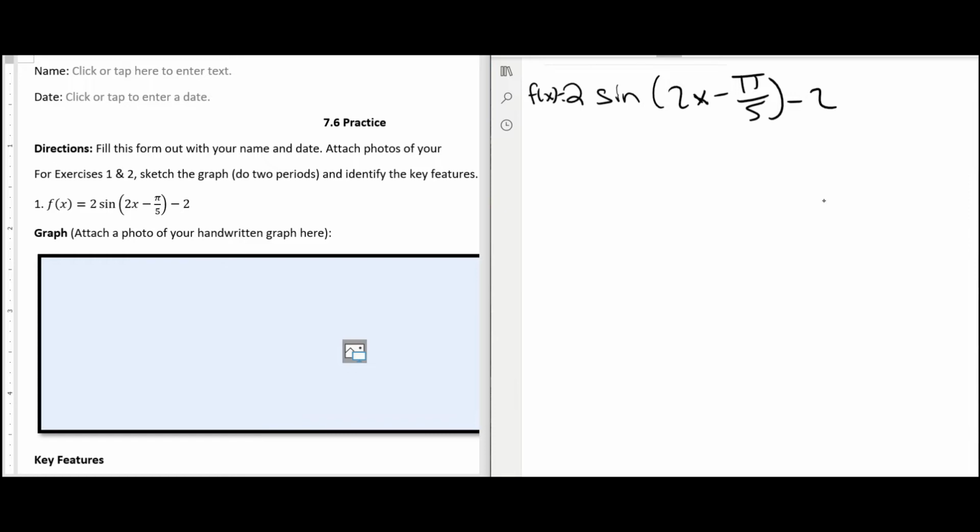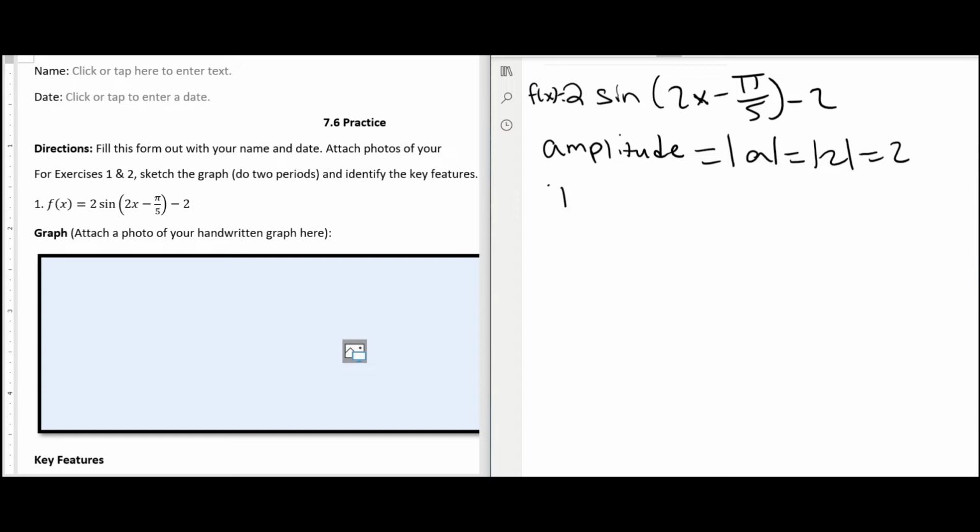So first off, remember that the A term, which is this term right here, tells us our amplitude, the absolute value, right? So we know that our amplitude is the absolute value of A, and A is 2 in this case. So the absolute value of 2 is just going to be 2. So the amplitude is 2.